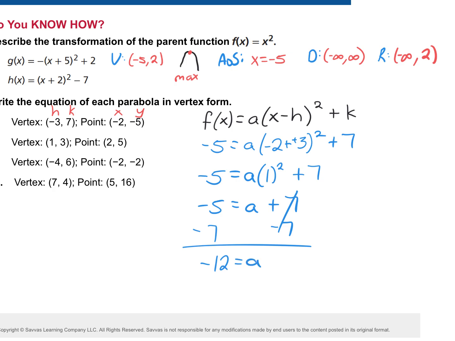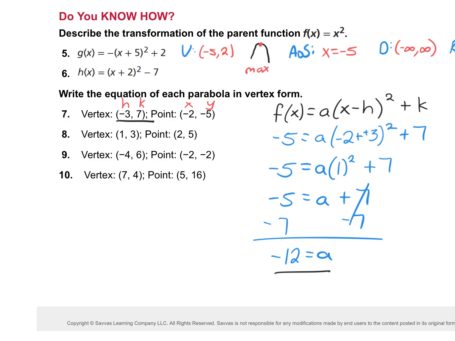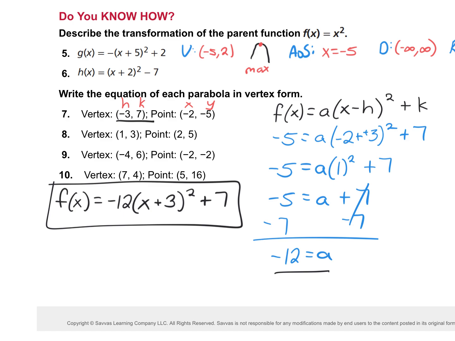Am I done? No. You have to plug everything back in. The two things that you need, remember, are your vertex and your a. Now we can write our equation. So my new equation is f of x equals, what's a? -12 times x minus, what's h? -3, so that turns into plus 3, good. Squared, what's k? Plus 7. That is my new equation in vertex form.